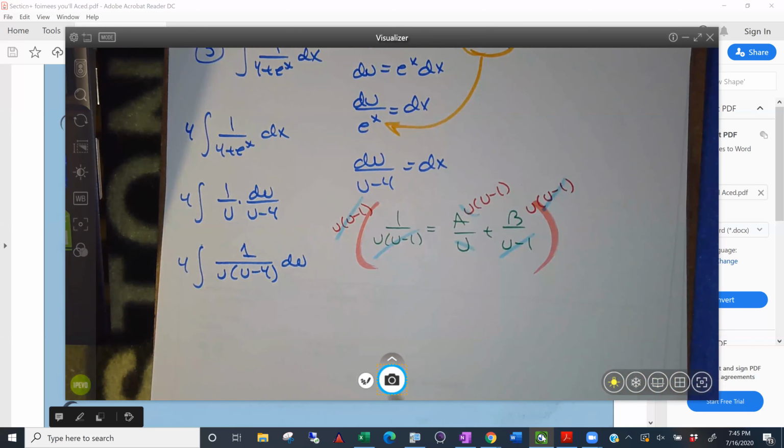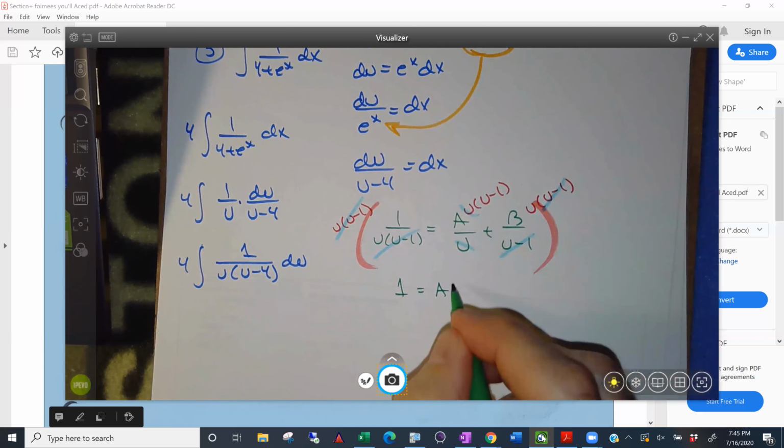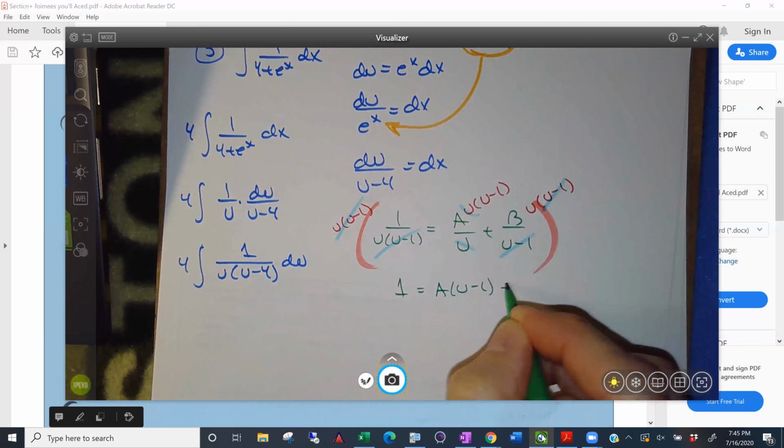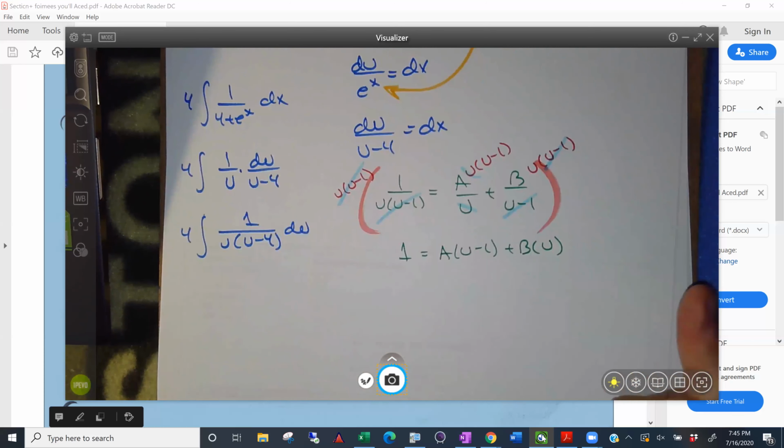So what are we left with? We're left with 1 equals a times u minus 1 plus b times u, and now we can solve for a and b.